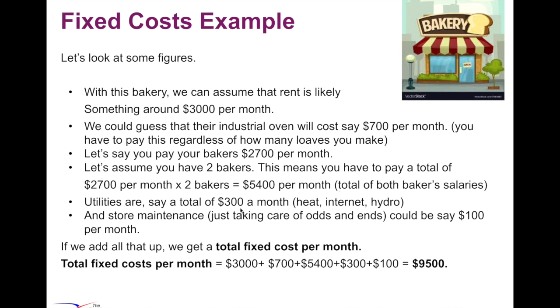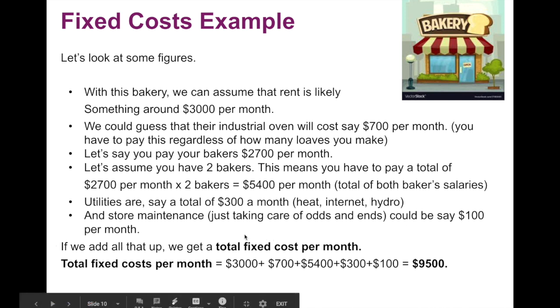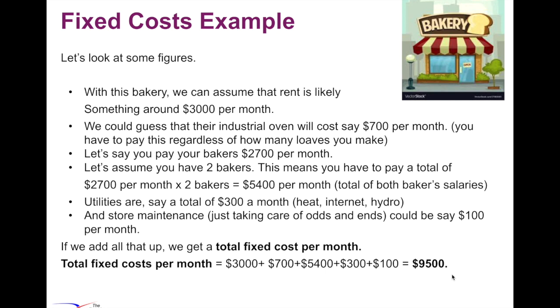Let's say utilities are $300 a month. So this is heat, internet, and hydro. Let's say that that's $300. And store maintenance, so just taking care of odds and ends, cleaning the sign, cleaning the windows and things like that. Let's say that costs $100 a month. If we add all that up, then we get a total fixed cost of $3,000 plus $700 plus $4,500 plus $300 plus $100 to give us a grand total of $9,500 per month in fixed cost.